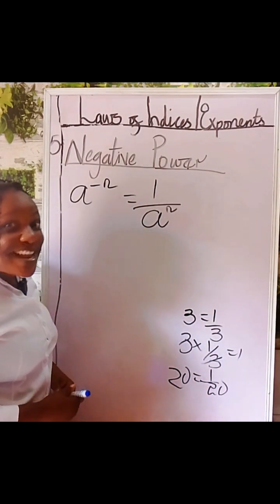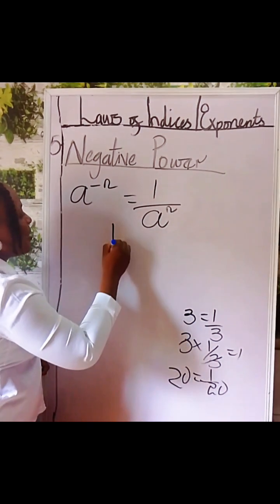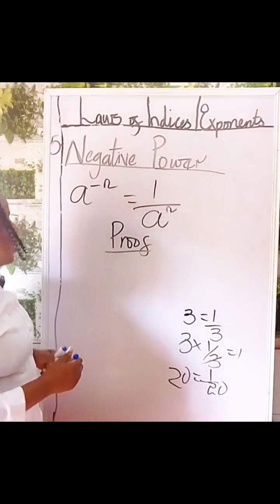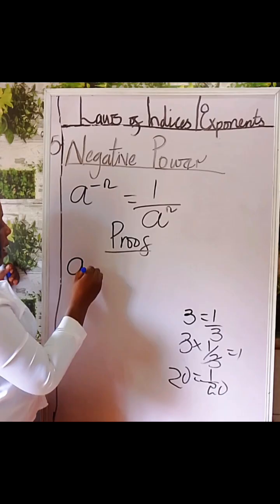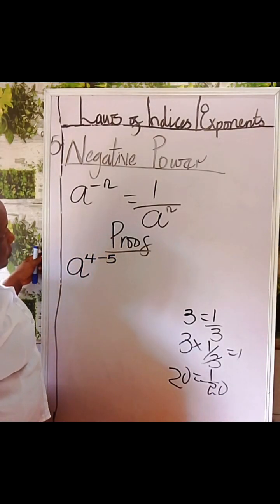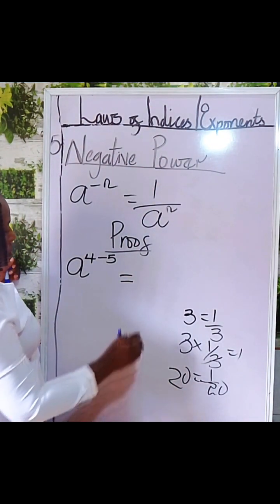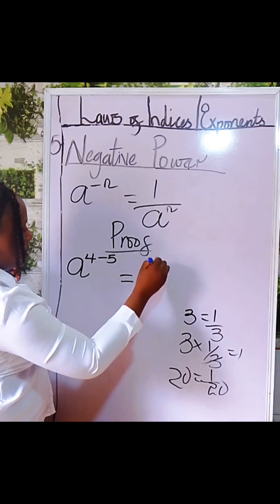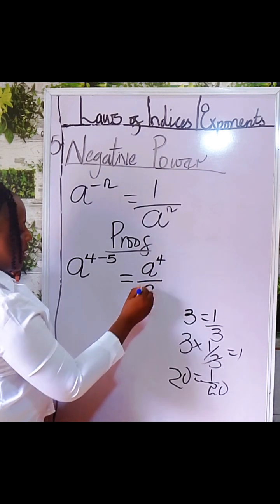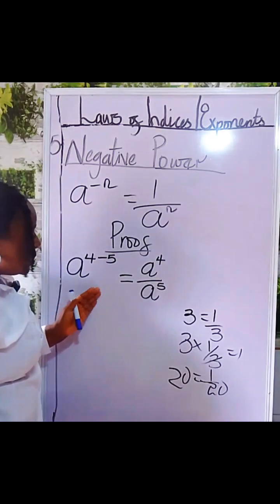Do you understand? And can we prove it? I know that's what you're saying in your mind. Can we prove this? We can, by God's grace. Proof. So how do we prove this? If we are given a raised to power 4 minus 5, that will be equal to a^4 divided by a^5. You want to manipulate this to get this law proven.